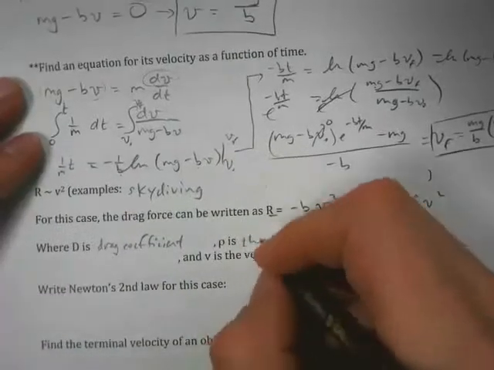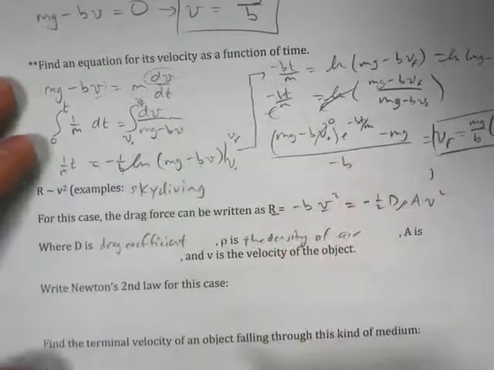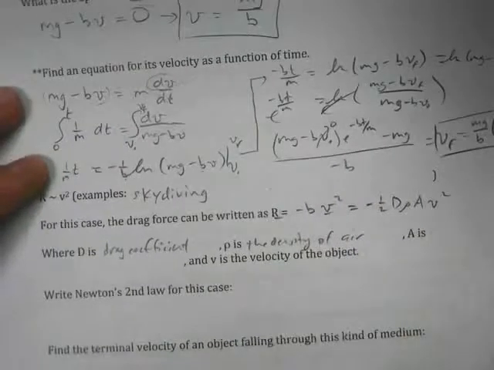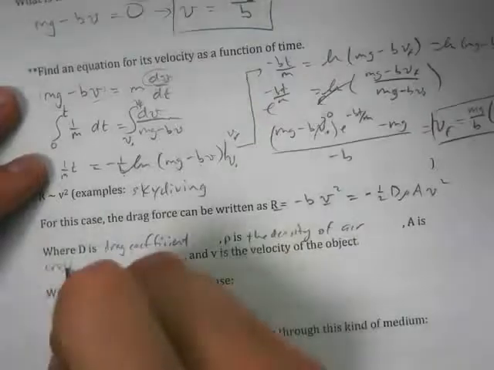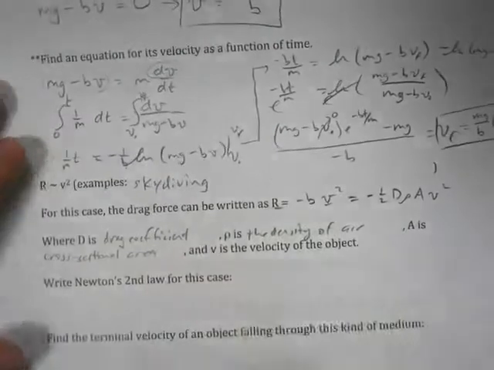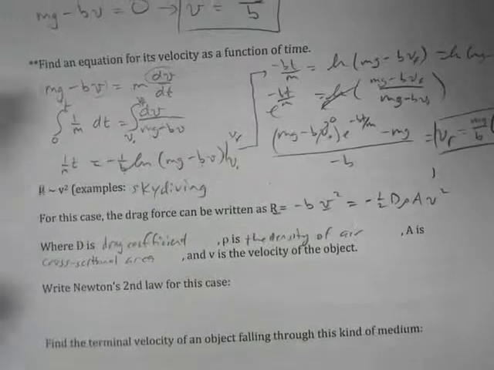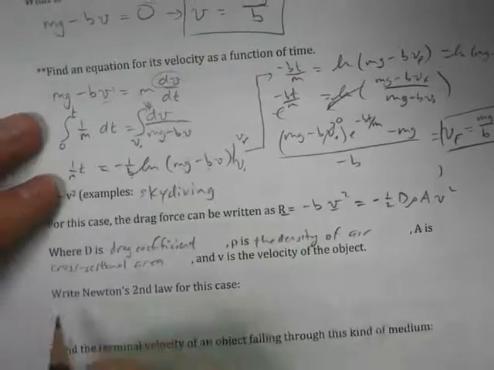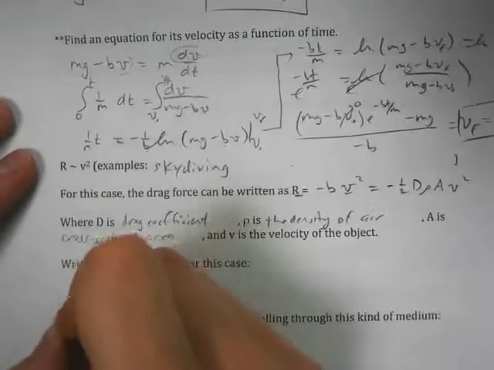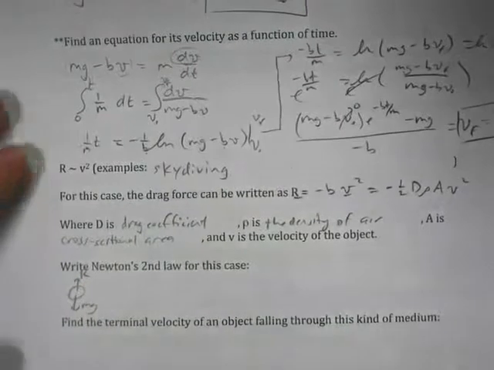Rho is the density of air, or whatever the fluid is you're falling through, which is usually air. A is the cross-sectional area of the object. So in the case of a person skydiving, it would be the area of the front of their body or whatever, and v is the velocity of the object. So in this case, we've got an object. What forces are acting on it? It's falling through the air. Got gravitational force down, and we've got, I'm just going to write R, the resistive force going upward.